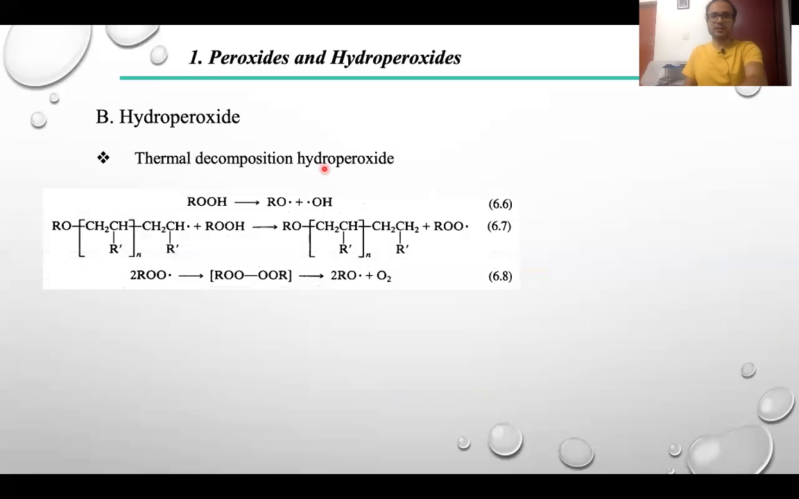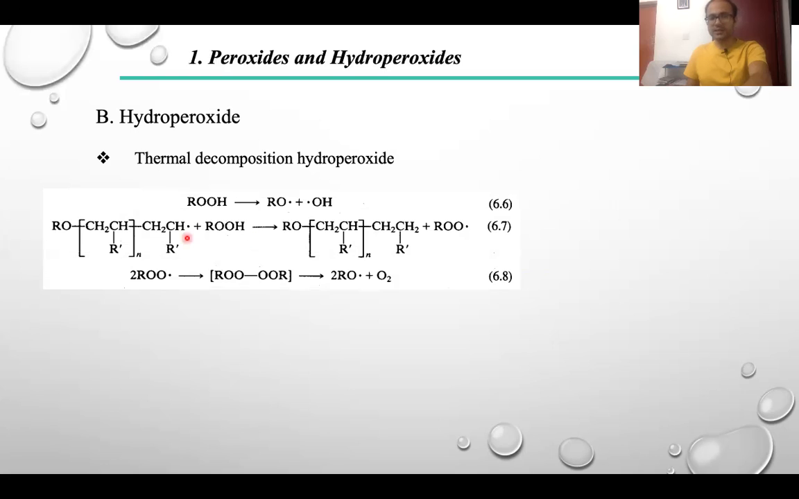Now, apart from the usual peroxide, you can have hydroperoxide. So that means rather than R here, it can be H. So it is hydroperoxide. Now, hydroperoxide also undergoes thermal decomposition, but often they have this kind of wastage reaction, because what happens here is induced decomposition.